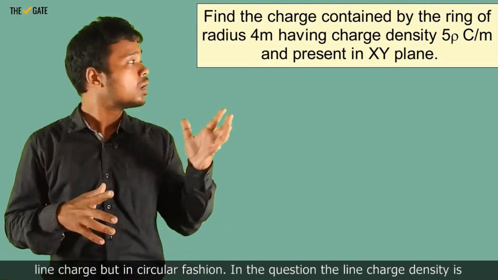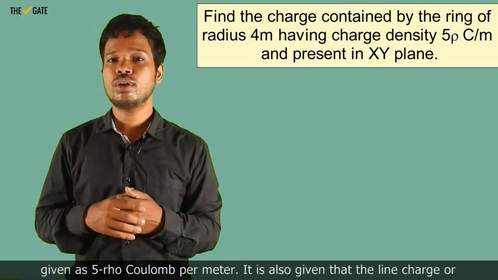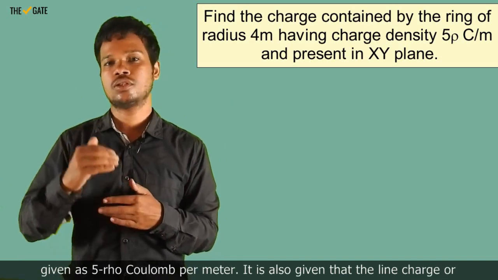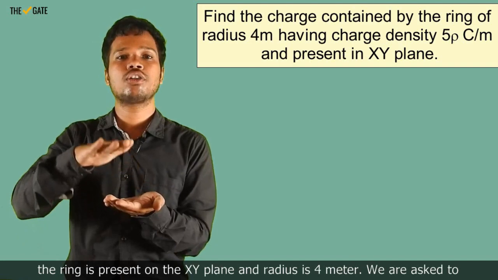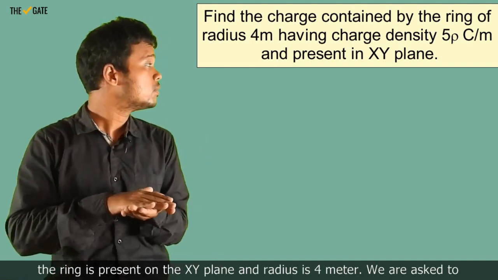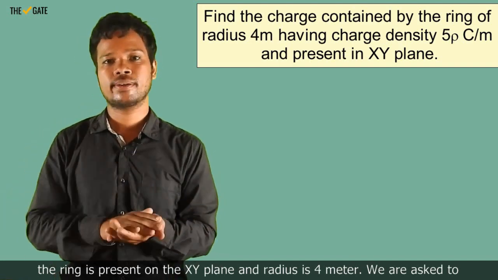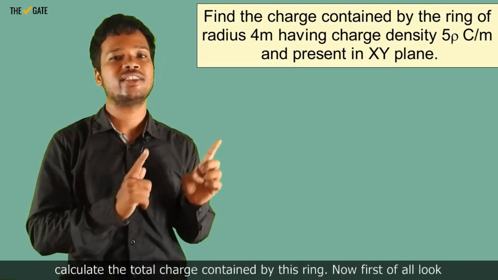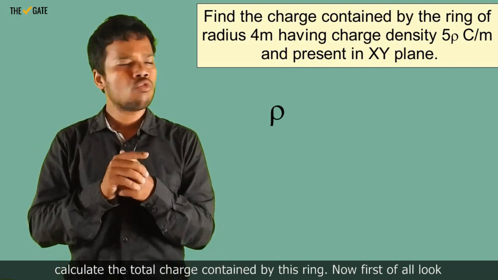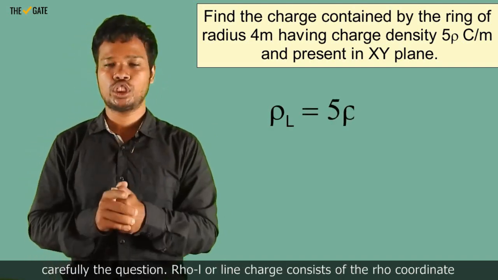In the question, the line charge density is given as 5 rho coulomb per meter. It is also given that the line charge, or the ring, is present on the xy plane and the radius is 4 meter. We are asked to calculate the total charge contained by this ring.